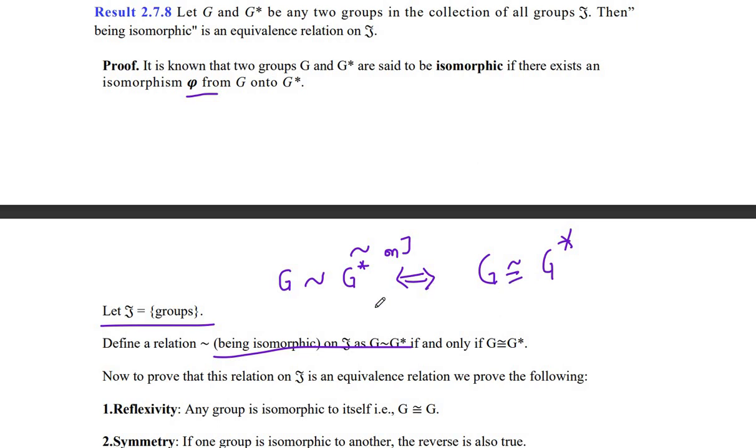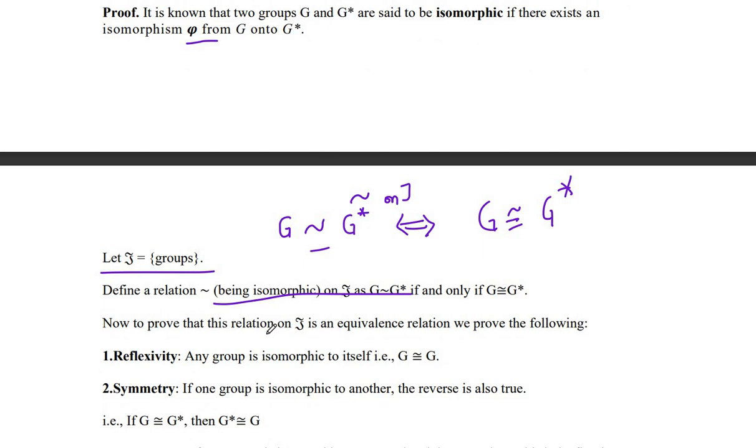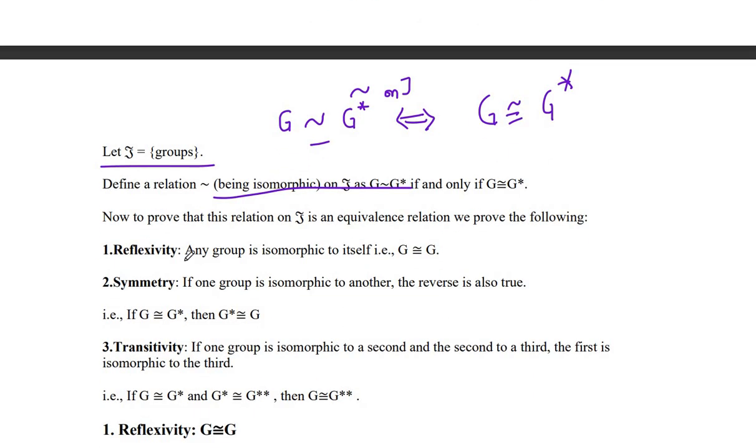So we have to show that this relation is an equivalence relation, which means we have to show that it is reflexive, symmetric, and transitive. So first we will prove reflexivity, that is any group is isomorphic to itself, that is G is isomorphic to G. And the second, if one group is isomorphic to another, then the reverse case is also true. That is, if G is isomorphic to G star, then G star is isomorphic to G. And transitivity, if one group is isomorphic to a second and the second is isomorphic to a third, then the first is isomorphic to the third.